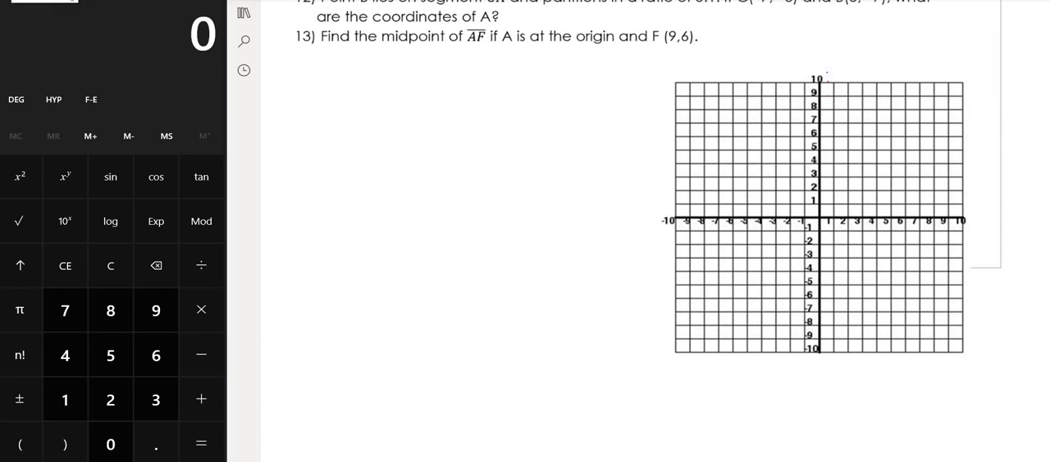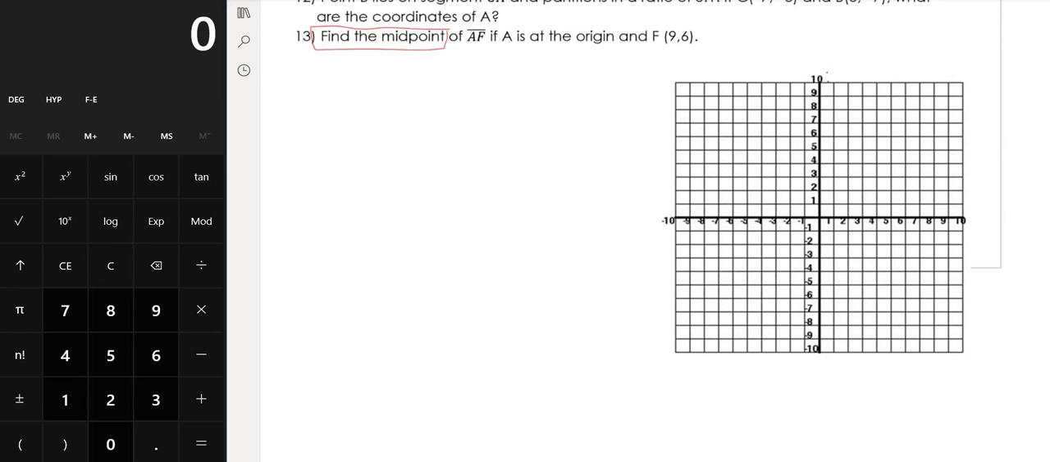Welcome back to question 13. Okay, find the midpoint of AF if A is at the origin and F is at (9, 6). Find the midpoint. That's the ask of the question. Get the midpoint for line segment AF.